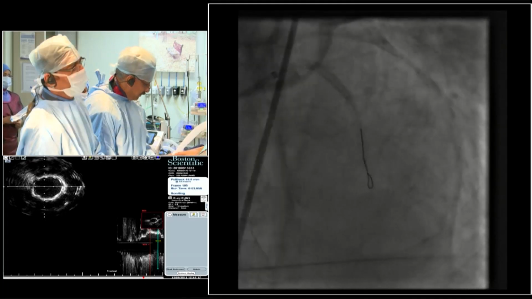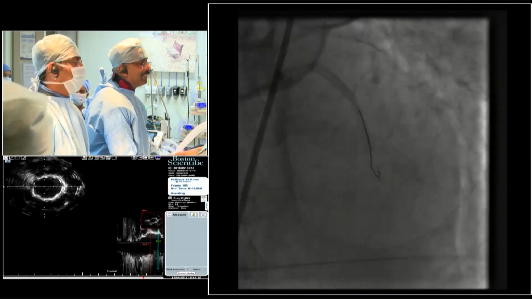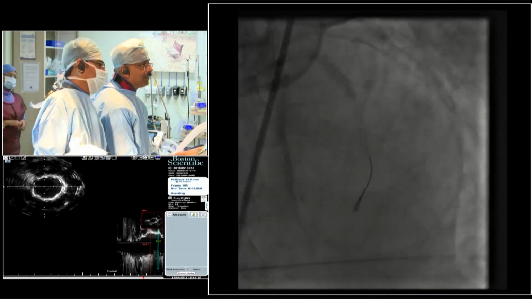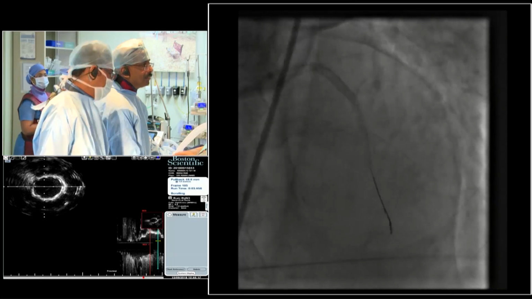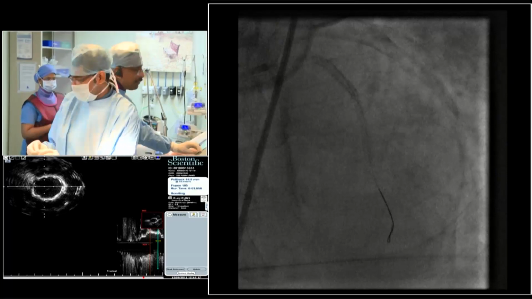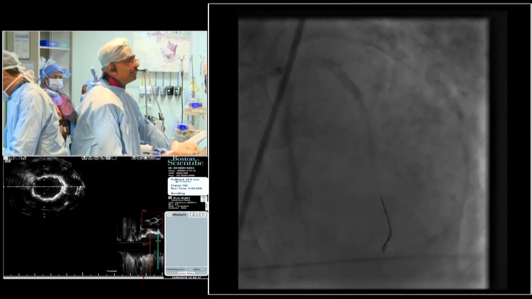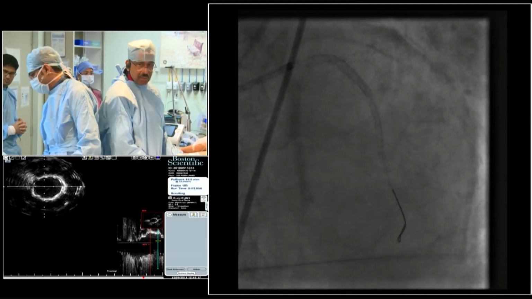Okay. So almost we are done. We just dilate the proximal part with the 3 millimeter balloon. And then I repeat with 4 millimeter. And we are not planning to cross into LCX. 3.0 ready. Good, 3 millimeter balloon. Good.